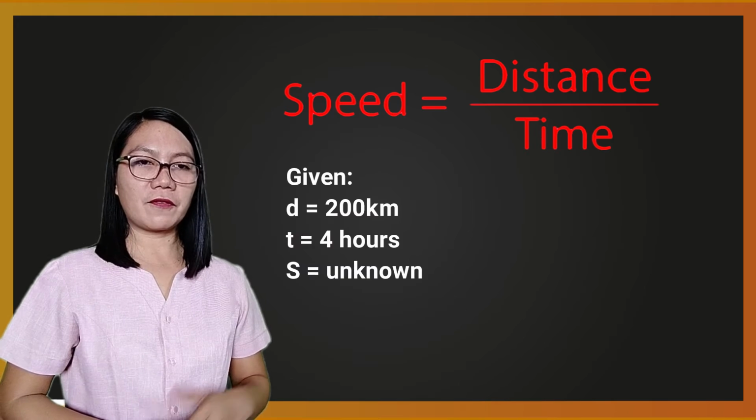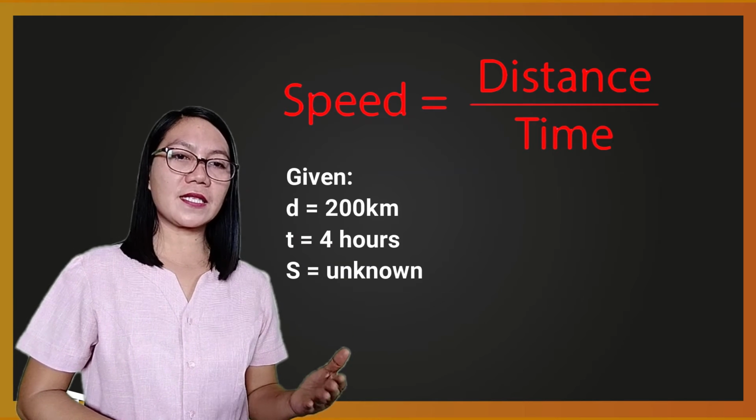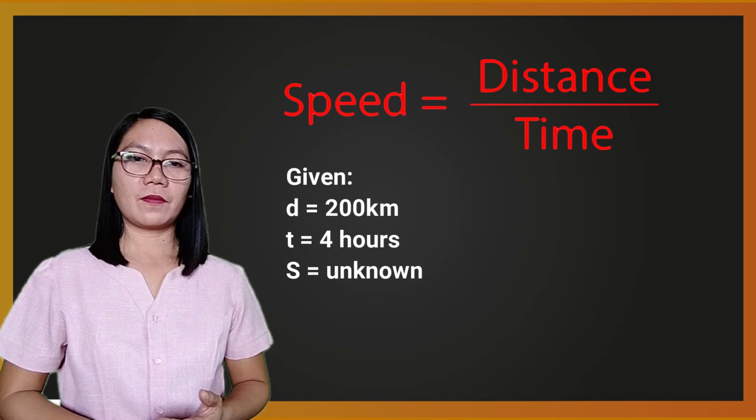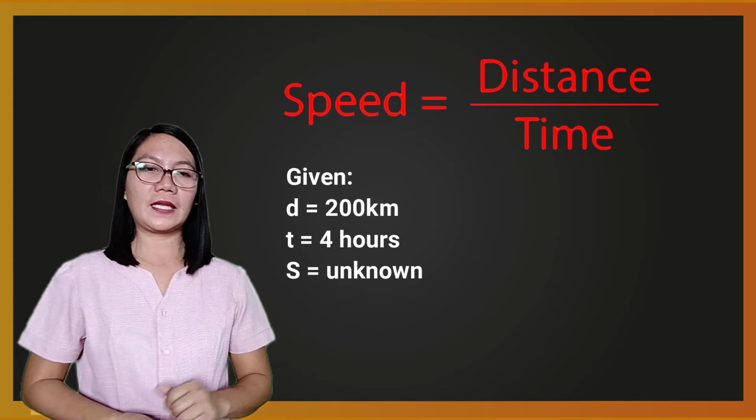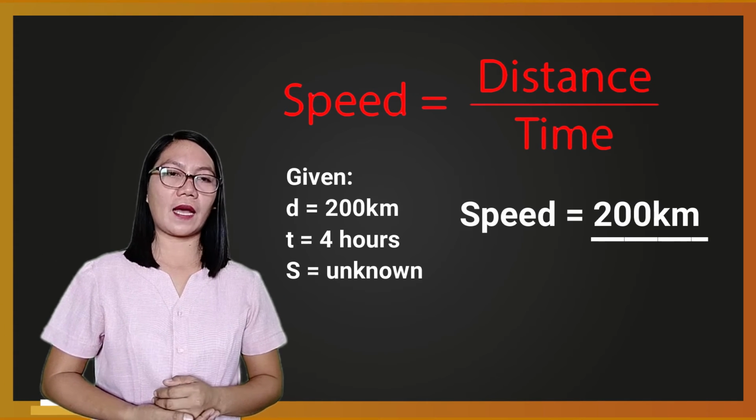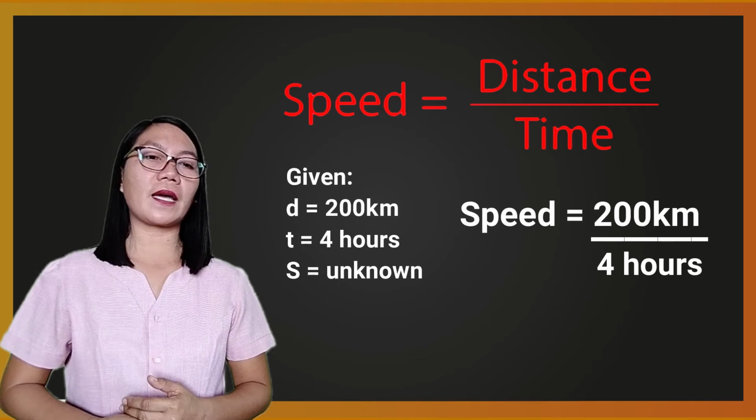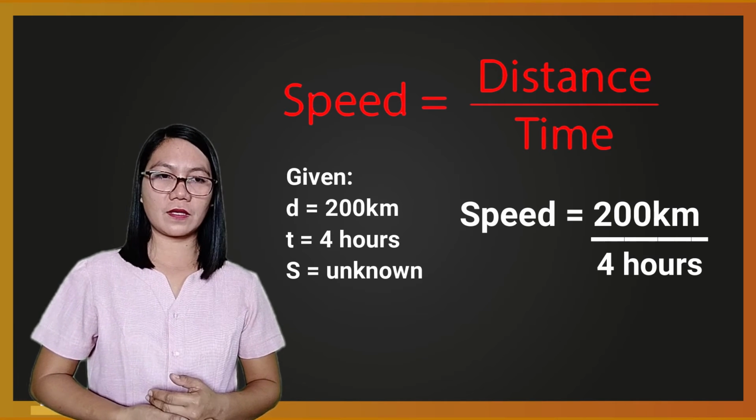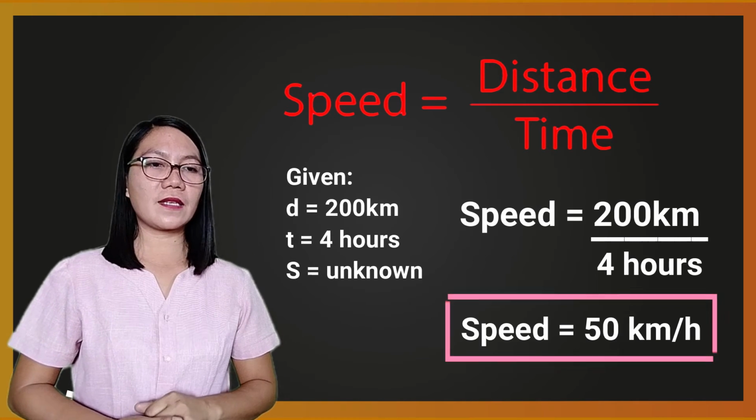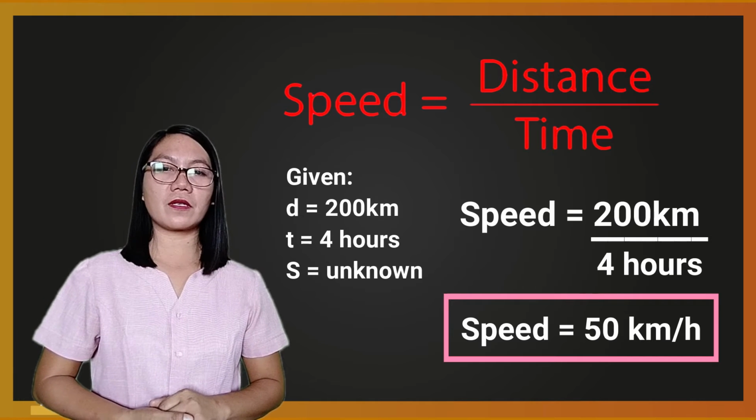After identifying the given, it is time for us to compute for the speed. In the formula, you now divide the distance over time. From the problem, the distance is 200 kilometers divided by the time, which is 4 hours. The answer is 50 kilometers per hour.